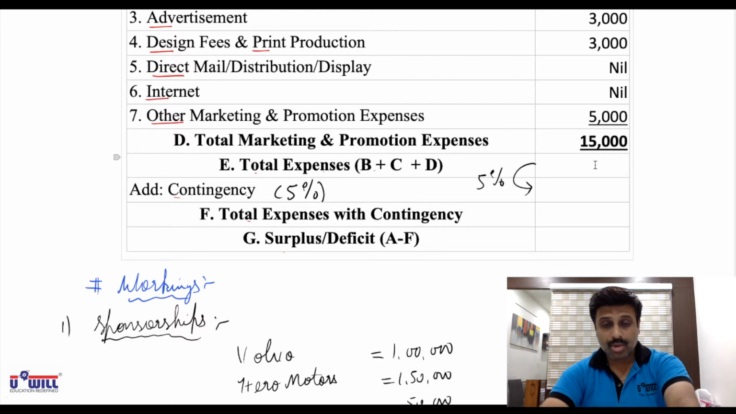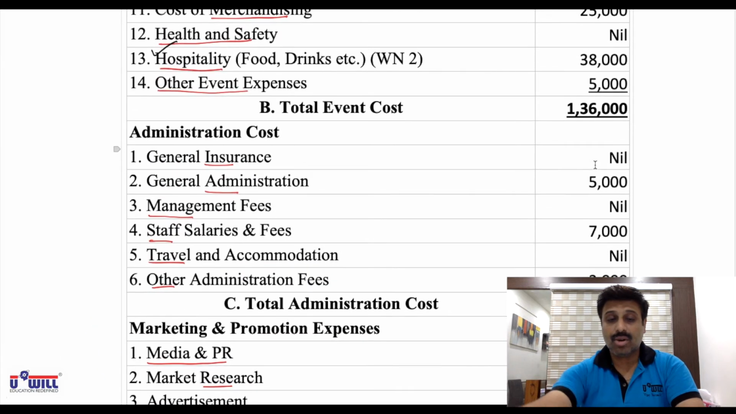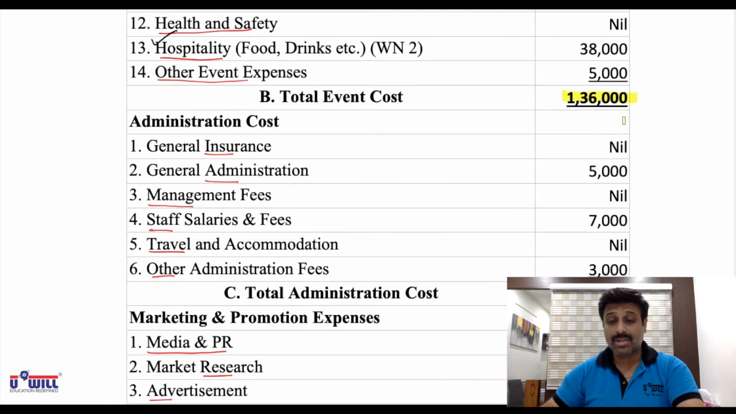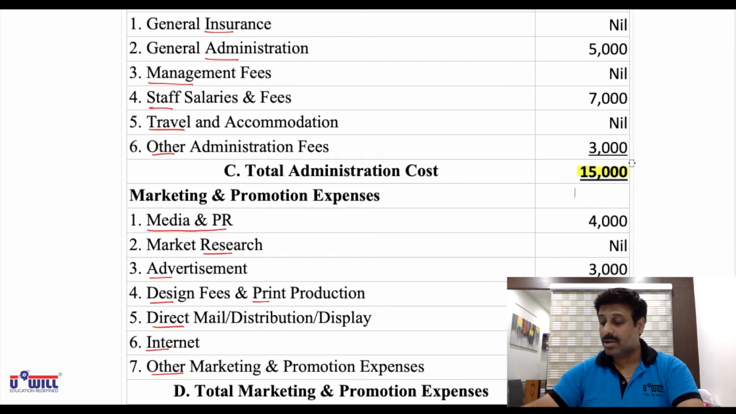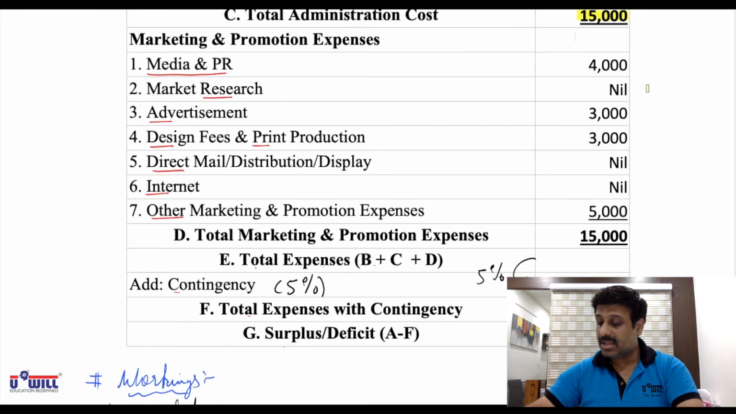Now total expenses B plus C plus D. So all of you can see B is 1,36,000 plus C is 15,000 plus again 15,000. So that comes to 1,66,000. Okay, total of all the three expenses comes to 1,66,000.